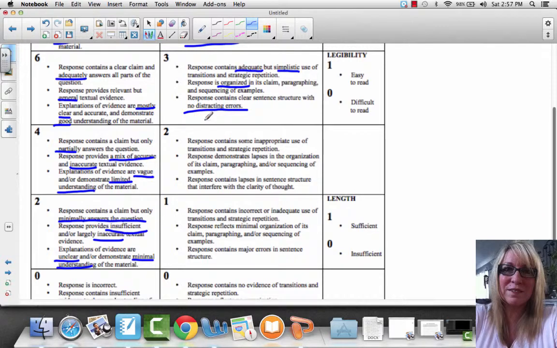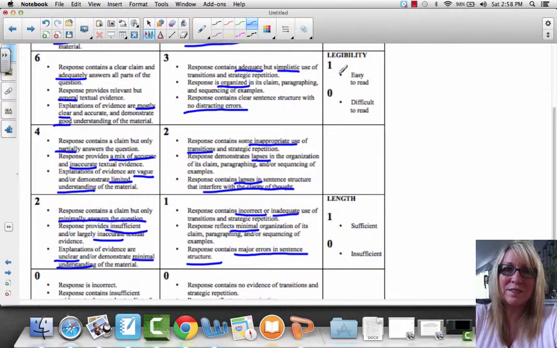Response contains some inappropriate use of transitions and strategic repetition. Responses demonstrate lapses in the organization, paragraphing, or sequencing. Response contains lapses in sentence structure that interfere with the clarity of thought. And a 1 response contains incorrect or inadequate use of transitions. Response reflects minimal organization, and the response contains major errors in sentence structure.